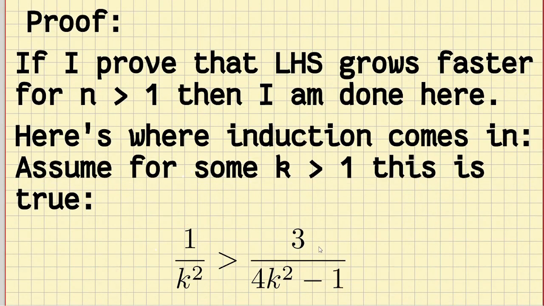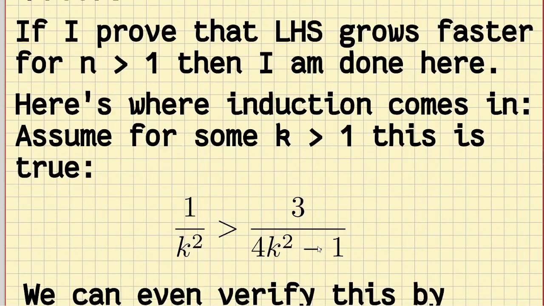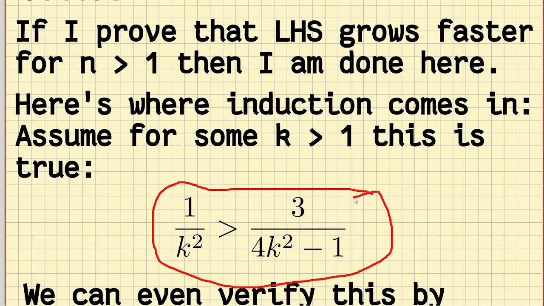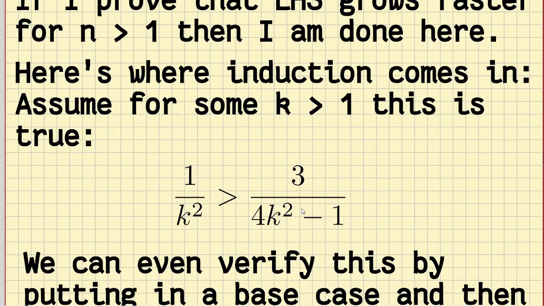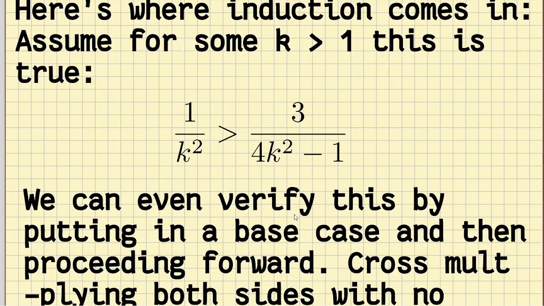I subtracted to get the difference by which it was growing. And yes, I got this one. We can even verify this by putting in a base case and then proceeding forward. Yes, we can put in some number and see why this is true. And this is clearly true, as you can see. Cross multiplying both sides, since this k square term would evidently be lesser for all positive integers, 4k square will actually be larger. So in bold it means that this fraction will be lesser.